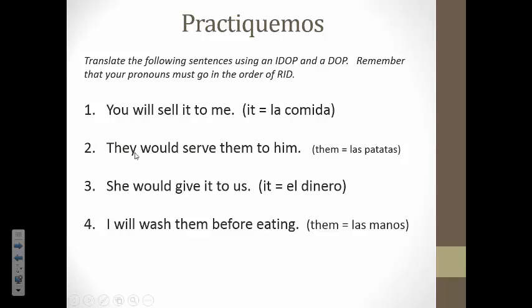Notice that 2 and 3 are written in the conditional tense, and number 4 is written in the future. And number 4, I will wash them before eating. The them I'm talking about is hands, so that means the verb to wash is not just lavar, it's reflexive, it's lavarse. Okay, please pause me and work through these sentences.